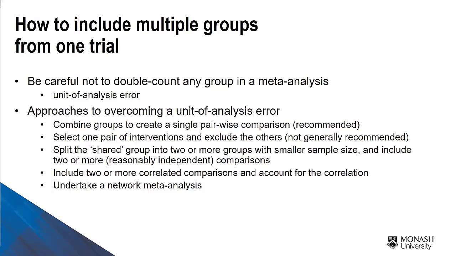We don't completely do away with the unit of analysis issue there because in those comparisons we're using the same control group, and so there's some correlation in the effect estimates that's not accounted for in the analysis, but this is likely to have a trivial effect for most meta-analyses. We can include 2 or more correlated comparisons and account for that correlation, or we could undertake a network meta-analysis. So really the simplest option, if it's possible, is this first option of combining groups to create a single pairwise comparison.